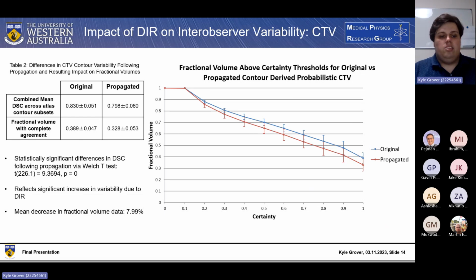Additionally, we also looked at this in terms of the fractional volumes. Of particular focus is the fractional volume of complete agreement. This represents the fraction of the total probabilistic volume that has 100% agreement across all observers, where everyone included those voxels within their definition. As you can see here, there was a decrease, and the mean decrease in fractional volume across this entire graph ended up being 7.99%.